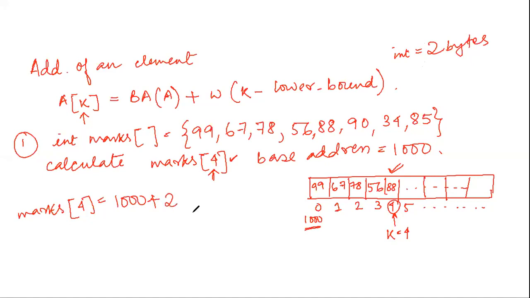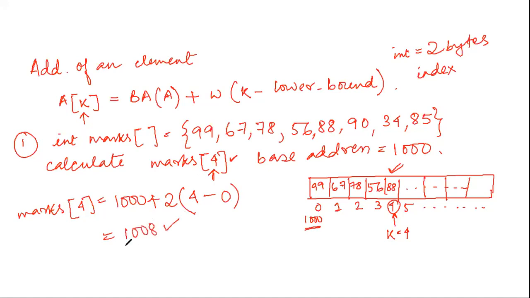So the word size is 2, the value of k is 4. And what is the lower bound index of my array? Array index starts from? 0. The element values are different from the index: elements start from 99, but the index starts from 0. So if I do all these things, this will give me 1000 plus 8, which is equal to 1008.